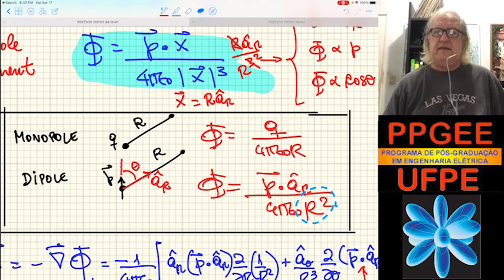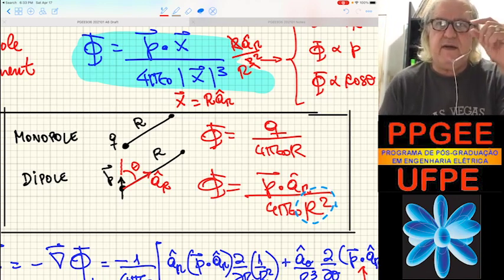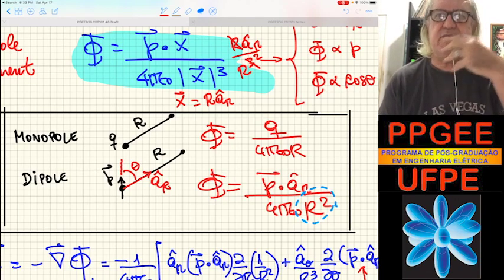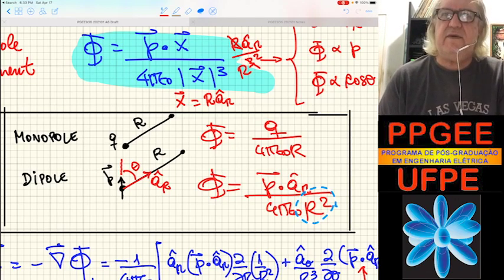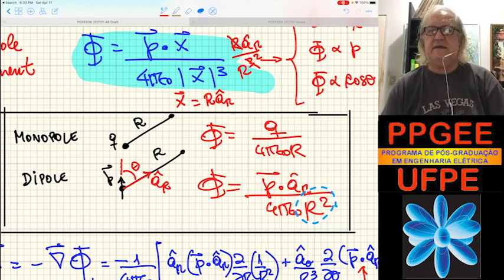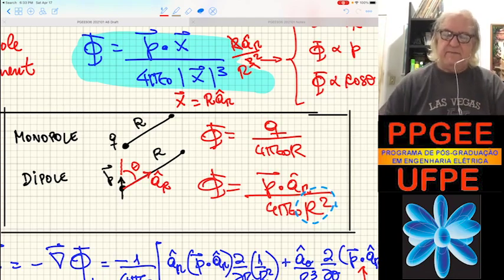Every master or PhD student in electrical engineering has to know by heart that the potential of a monopole goes with 1 over r, and for a point dipole it goes with 1 over r squared. So it's very important.